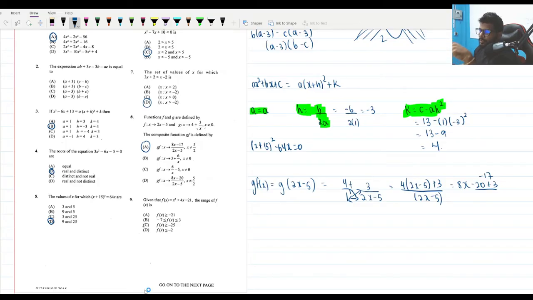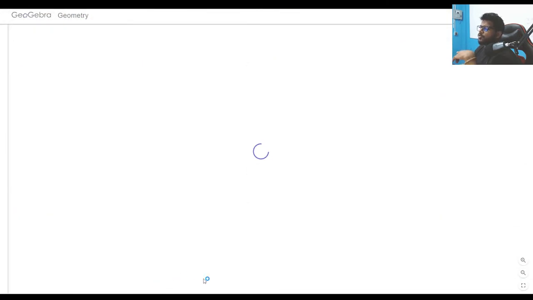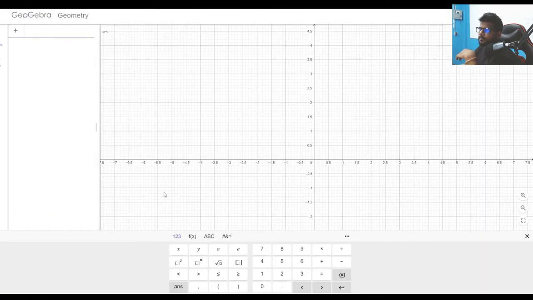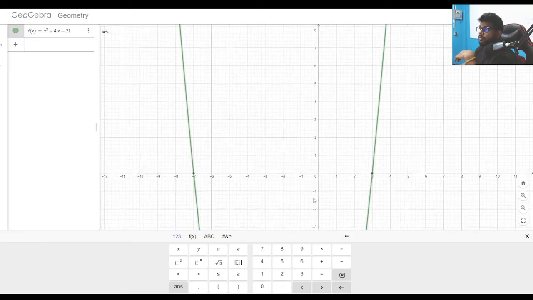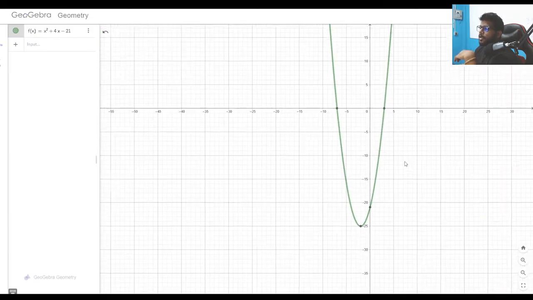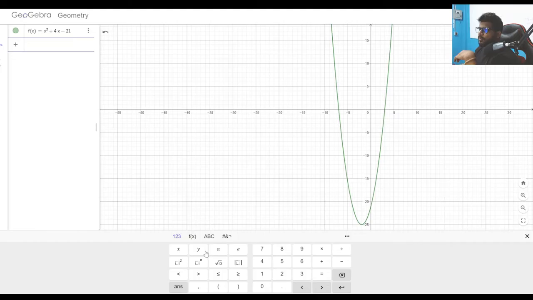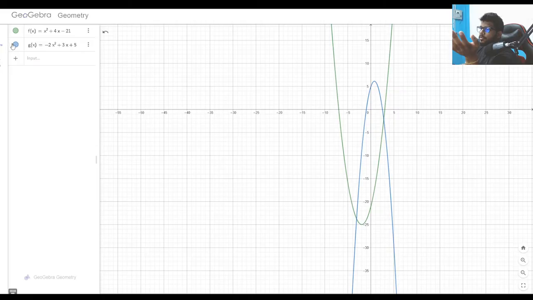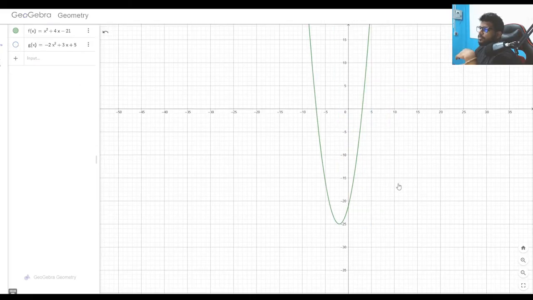I'm going to show you. x squared plus 4x minus 21. Let me see what we can do here. x squared plus 4x take away 21. That is one quadratic I draw there, right? I am going to draw another one: minus 2x squared plus 3x plus 5, I guess. So I'll deal with the green quadratic first.